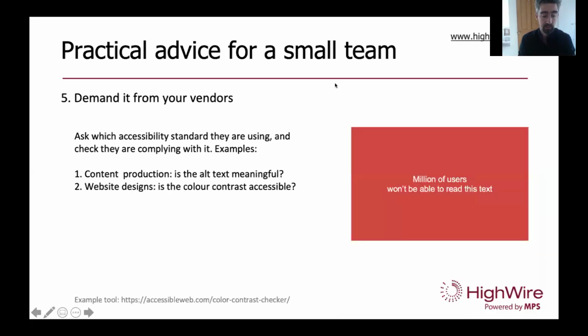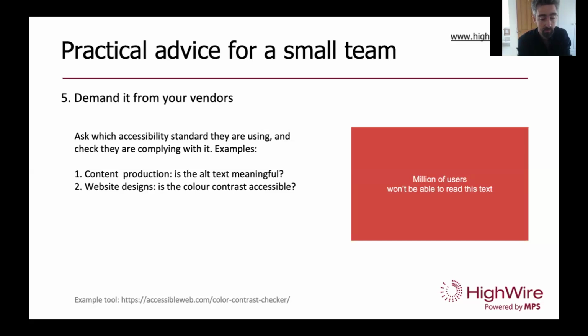And speaking of vendors, you are, of course, absolutely well within your rights to demand it from your vendors, be they website platforms or XML content creators, anything like that. They will all have some sort of accessibility statement, so you can ask them what they are complying with, and if they're not complying, hold them to account.